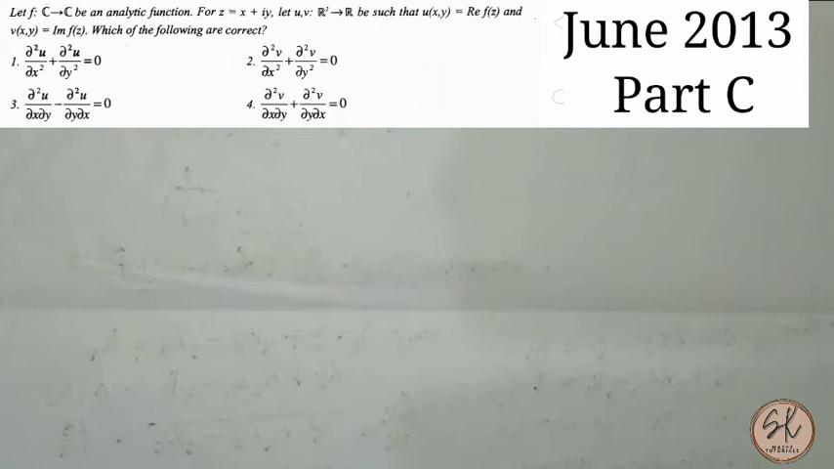Here is another question from June 2014, but this is a part C question. So here the question is, let f be an analytic function, z equals x plus iy, and u, v map from R square to R be such that u is the real part of f(z) and v is the imaginary part of f(z). So here in the question it's given that f is an analytic function.